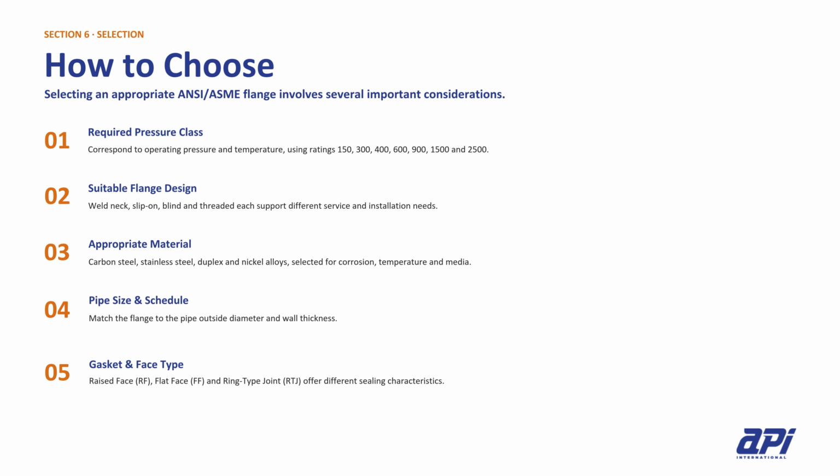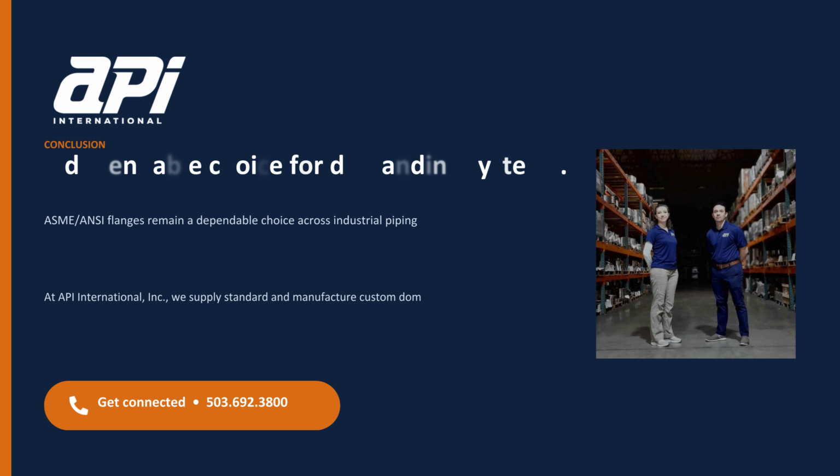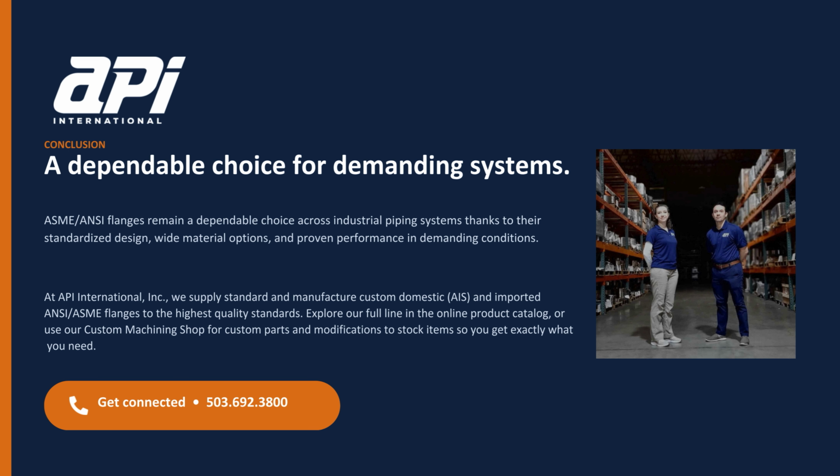Choosing the right flange comes down to a handful of key decisions: the required pressure class, a flange design that suits the service, the right material for the media and temperature, the correct pipe size and schedule, and the gasket and face type, whether raised face or flat face, or ring type joint. With their standardized design, wide material options, and proven performance, ANSI and ASME flanges remain a dependable choice for demanding systems.